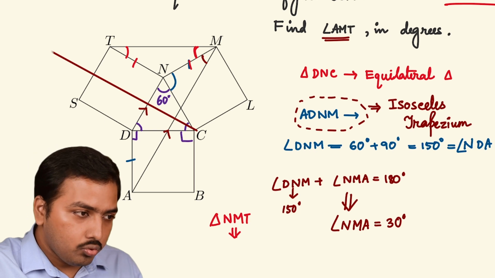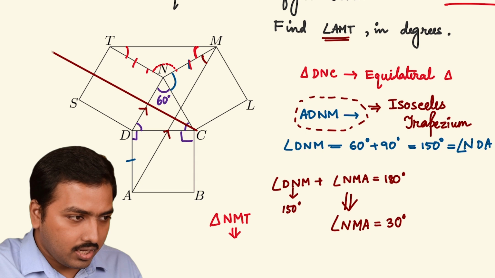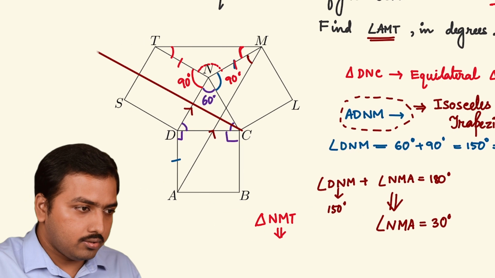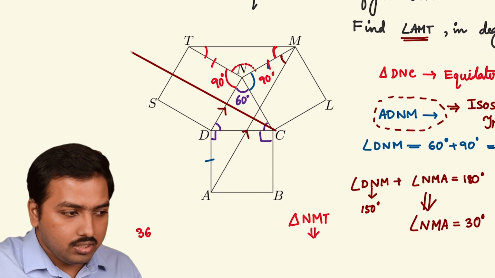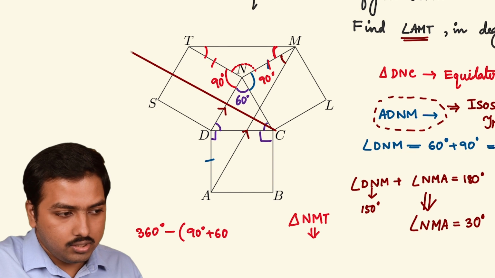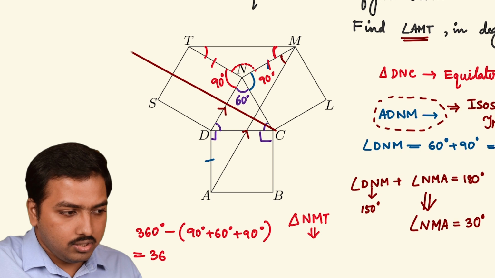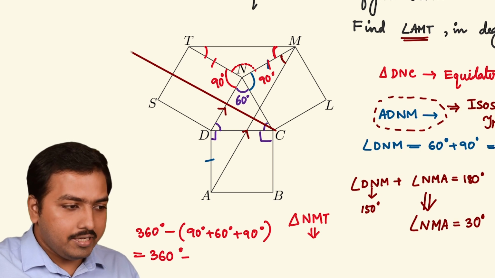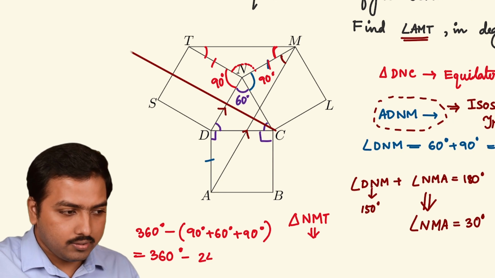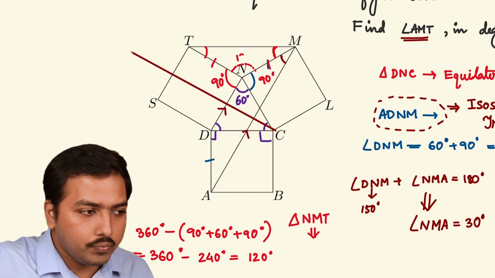So let's figure out what about this angle. We know this is 90, this is again 90. So this will be 360 minus (90 plus 60 plus 90). So 90 plus 90 is 180, plus 60 is 240. That is 120 degrees. That means this is 120 degrees.